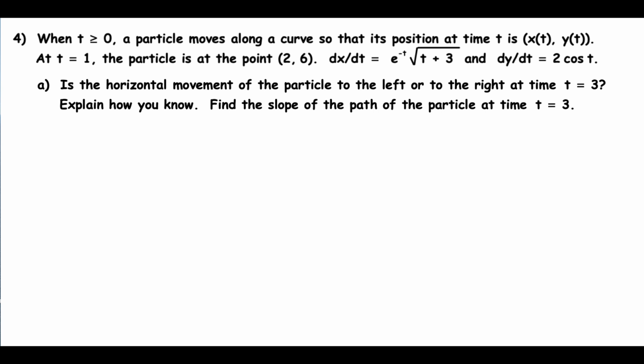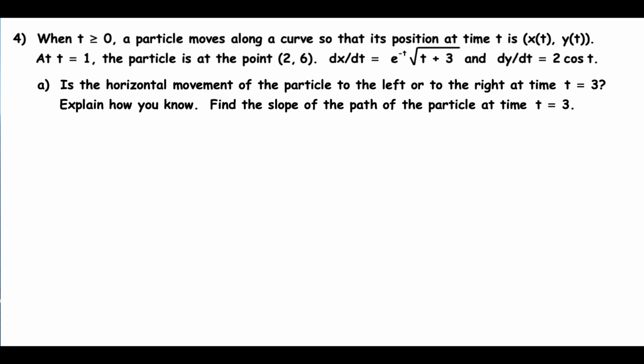Welcome back to day number 2 of vectors. Lead off with problem number 4. It says that we have a particle moving along a curve. We know that this particle is at the point (2, 6) at time t equals 1. And we know the dx/dt and dy/dt. Those have been given to us.